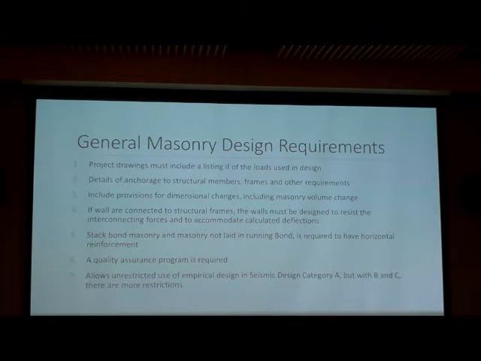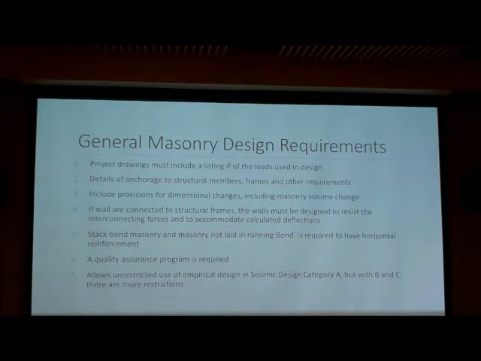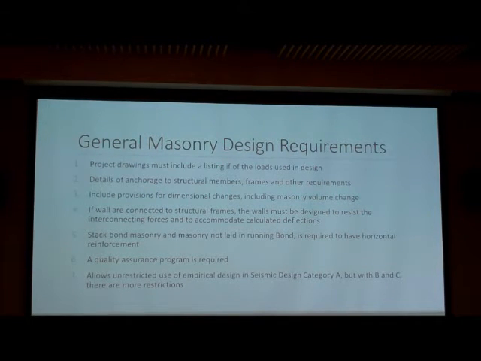You have to include provisions for dimensional changes, including volume change that could occur. And if walls are connected to structural frames, the walls must be designed to resist the interconnecting forces and to accommodate calculated deflections. And then there's a couple that are just basic. But number 7 is actually very important.